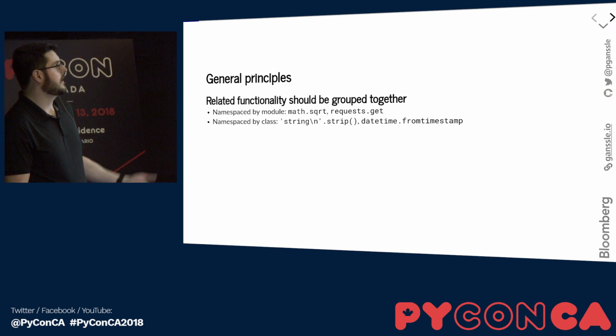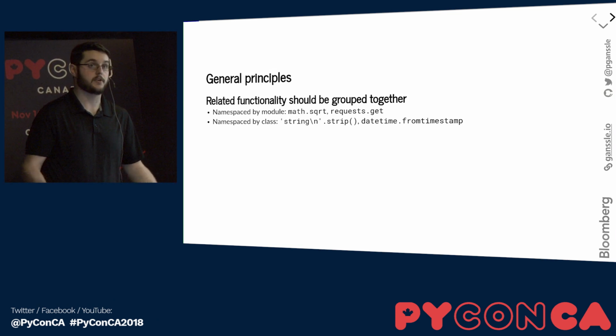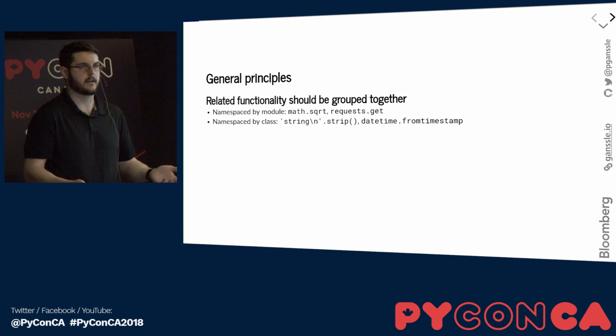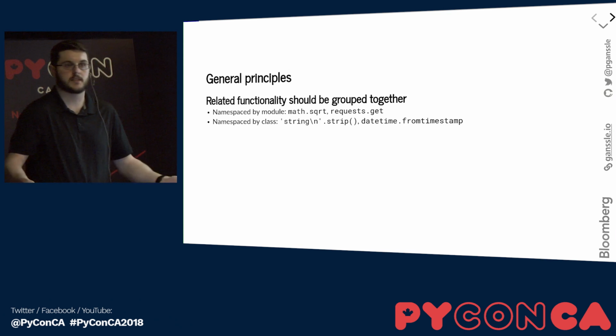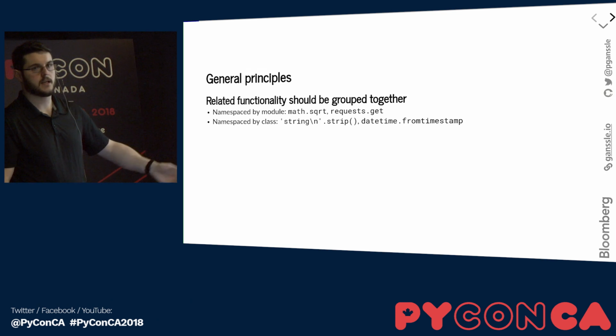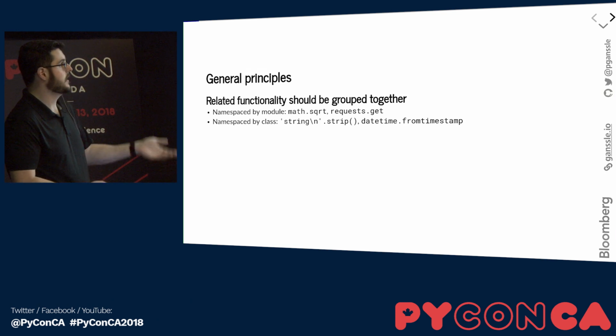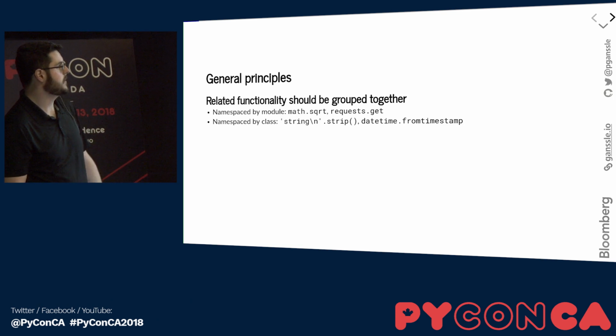There's also, if you look at the library requests, it has a function called get, and that's obviously way too broad of a name. If you just saw a function called get, you would have no idea what that means. What is that getting? But in the context of requests, it's pretty obvious what that's going to get. It's going to make a request, and request something from HTTP or whatever.